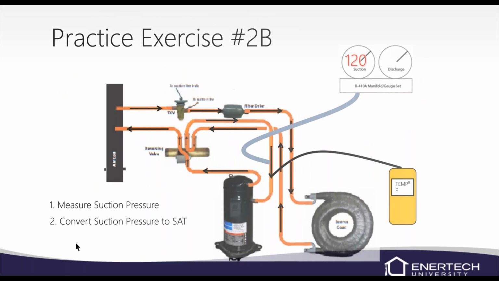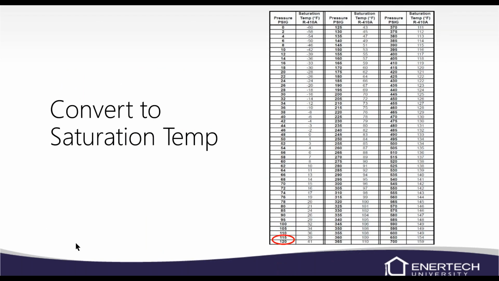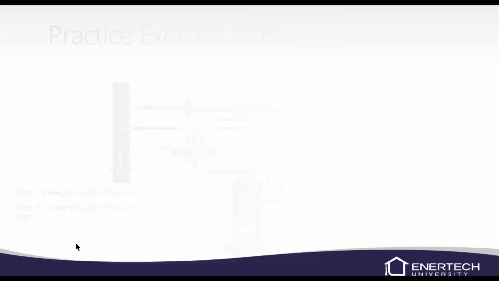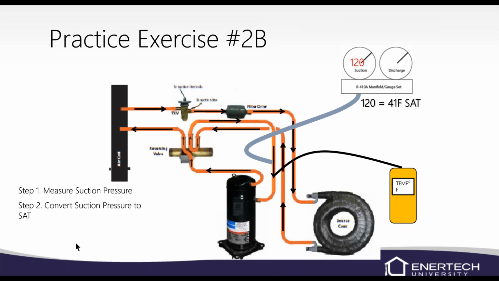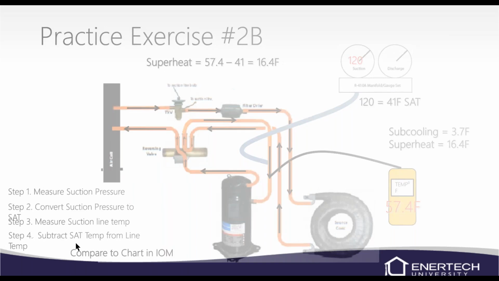Pressure converted to temperature. So we have 120 psi, and that converts to 41 degrees. We measure our line temperature at 57.4. We do the math and it's 16 and a half degrees of superheat, and 3.7 of subcooling. So we refer to the IOM.